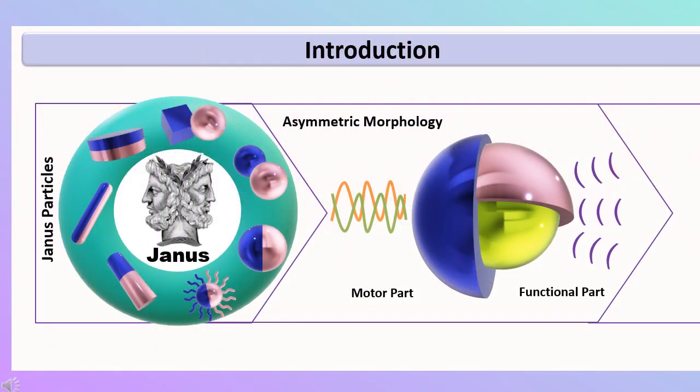For the introduction, Janus particles are named after Janus, the Roman god who had two faces, one looking to the future and the other to the past, as mentioned in a Nobel Prize speech. Janus-type particles can be created with different shapes, such as cylindrical, disc, spherical, snowman, and others.